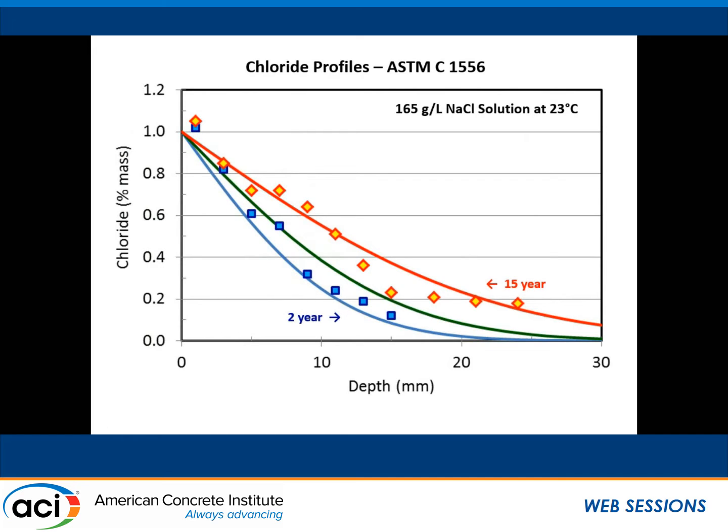I'm only showing the 2 and the 15-year experimental data there because the 5-year data, which is the green line, just mixes things up too badly. But the curves there are the predictions from Life 365, and the points are the actual real data values. So you can see Life 365 gives you a pretty good estimation of what's really going to happen.